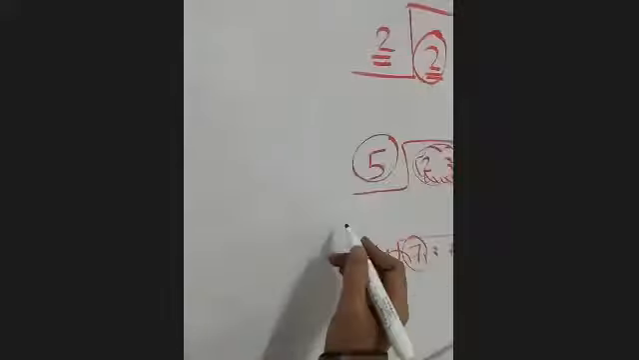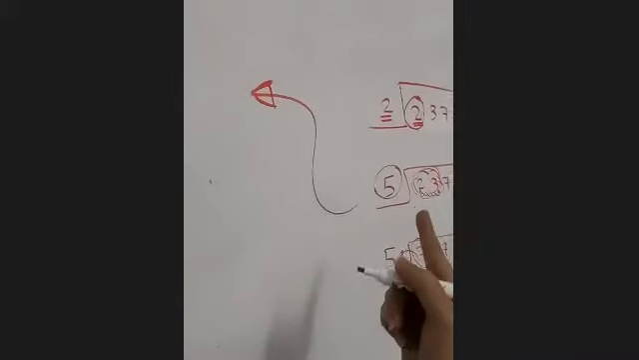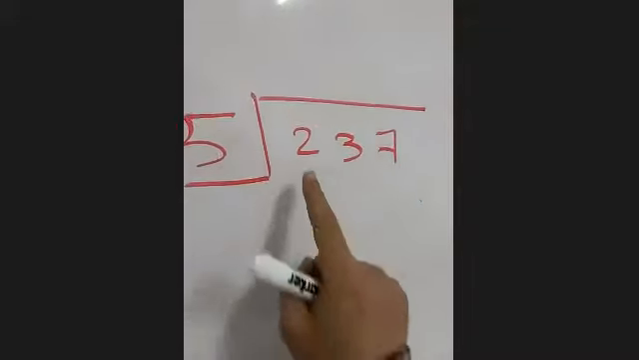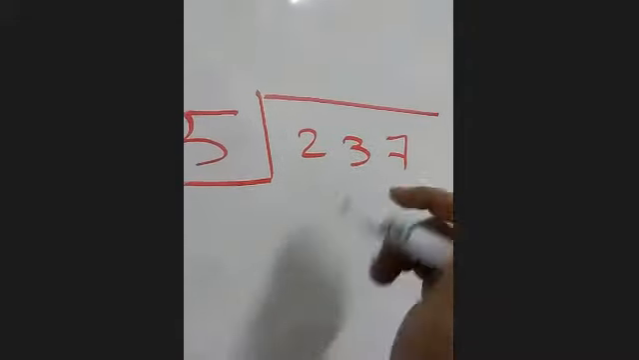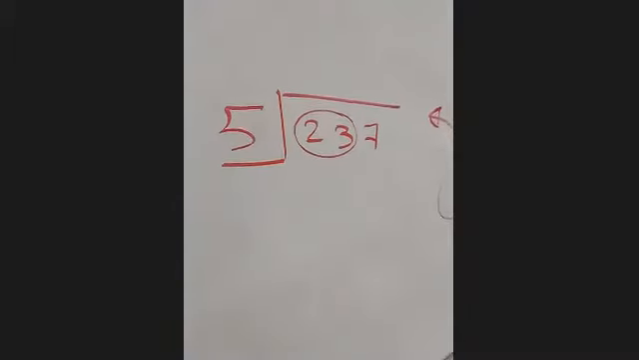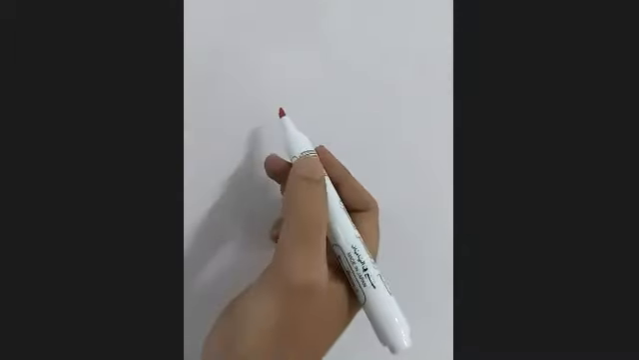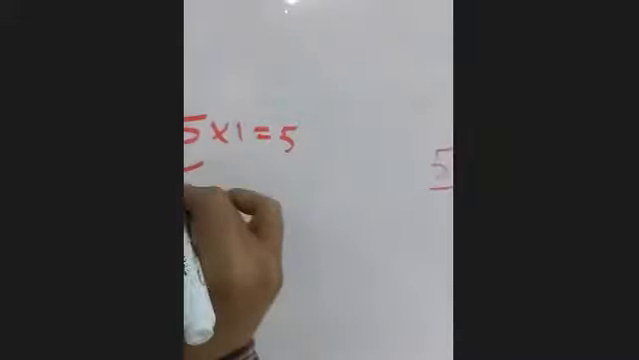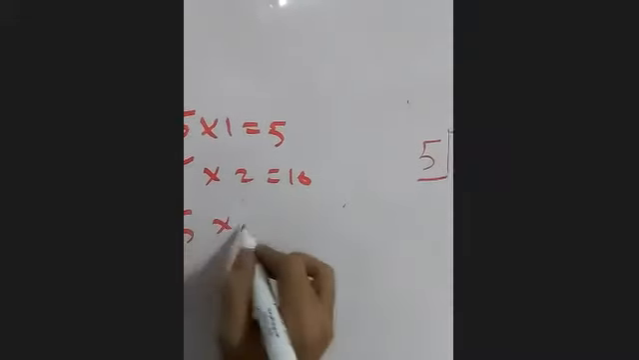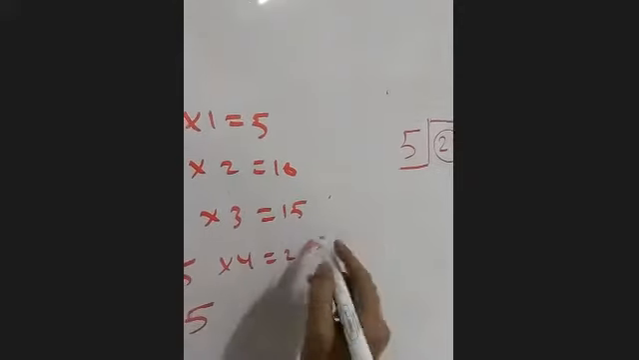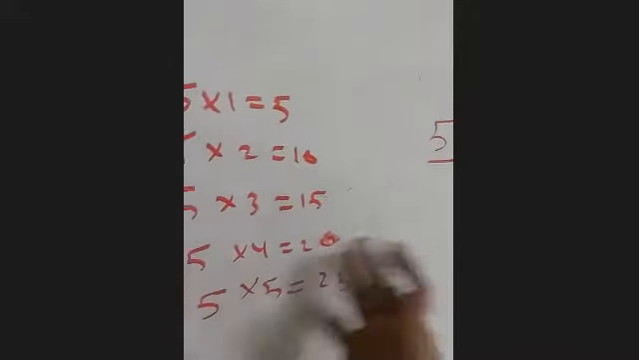Now to make this, we will do the same steps of the division. We have 237 divided by 5. Now, as I said before, 2 is less than 5. In this case, we take the 2 digits together. Now, 23 together divided by 5, we need to be good in the timetable of 5. So here, 5 by 1, 5, 5 by 2, 10, 5 by 3, 15, 5 by 4, 20, and 5 by 5 is 25. We know that's the strategy.